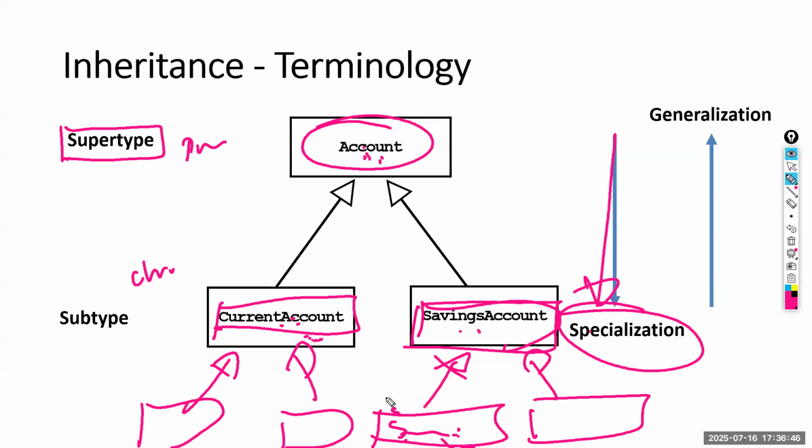So the very important thing is, though we loosely call parent child, that is very misleading. The best way is special case, general case, or super type, subtype. When you look at it from top to bottom, it is called specialization. But if you look at it from bottom to top, it is called generalization.